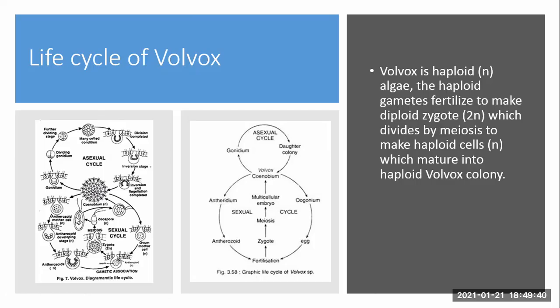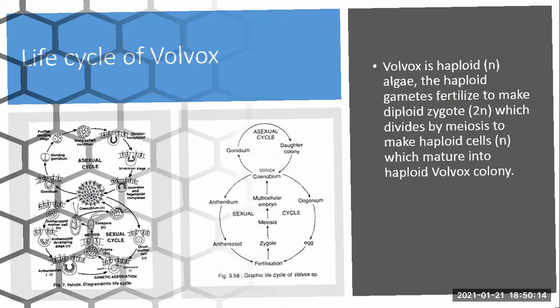In the sexual mode of life cycle, antherozoids, as we easily see in this diagram, are formed, and with antherozoids, antheridia and oogonium, and both are fused together and form the zygotes. And after the zygote, again through cell division, a new daughter colony of Volvox coenobium is formed.